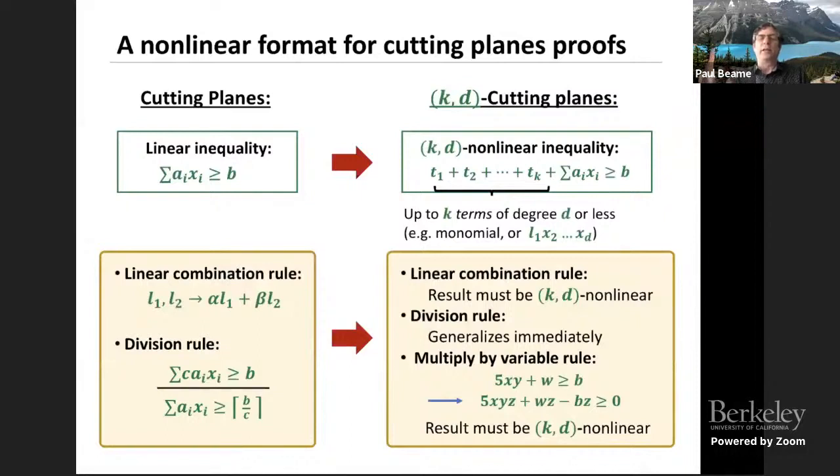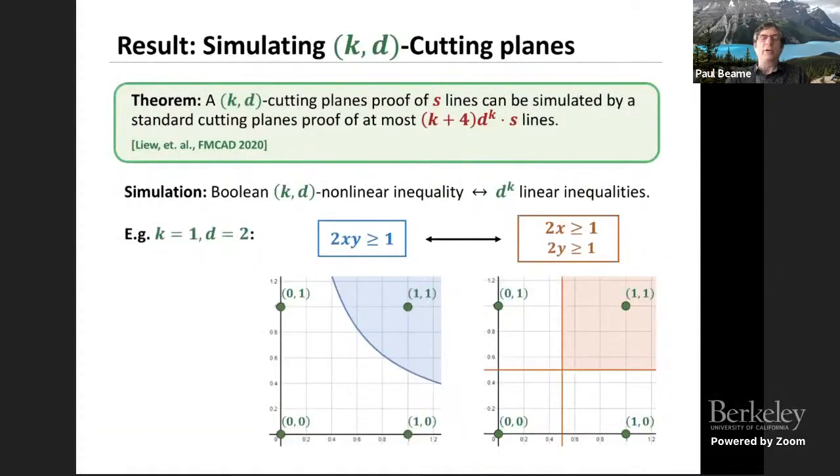of nonlinearity. So we've got k terms, each of degree d or less, and each term can actually have one linear component multiplied by a monomial, or it could just be a monomial itself. The constraints on the combination rules are just that it retains this property. So how do you simulate it? Well, here's a bit of intuition. Here's the theorem about how you can simulate it.